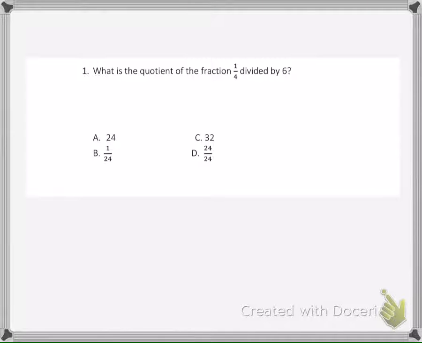So the first question is about the quotient of the fraction 1/4 divided by 6. Because we have a fraction and we need to divide it by a whole number, if you remember what we talked about in class, when you divide a fraction by a whole number, you're going to end up with a fraction. So that tells you it's not going to be answer choice A or C, since they're not fractions, they're whole numbers.